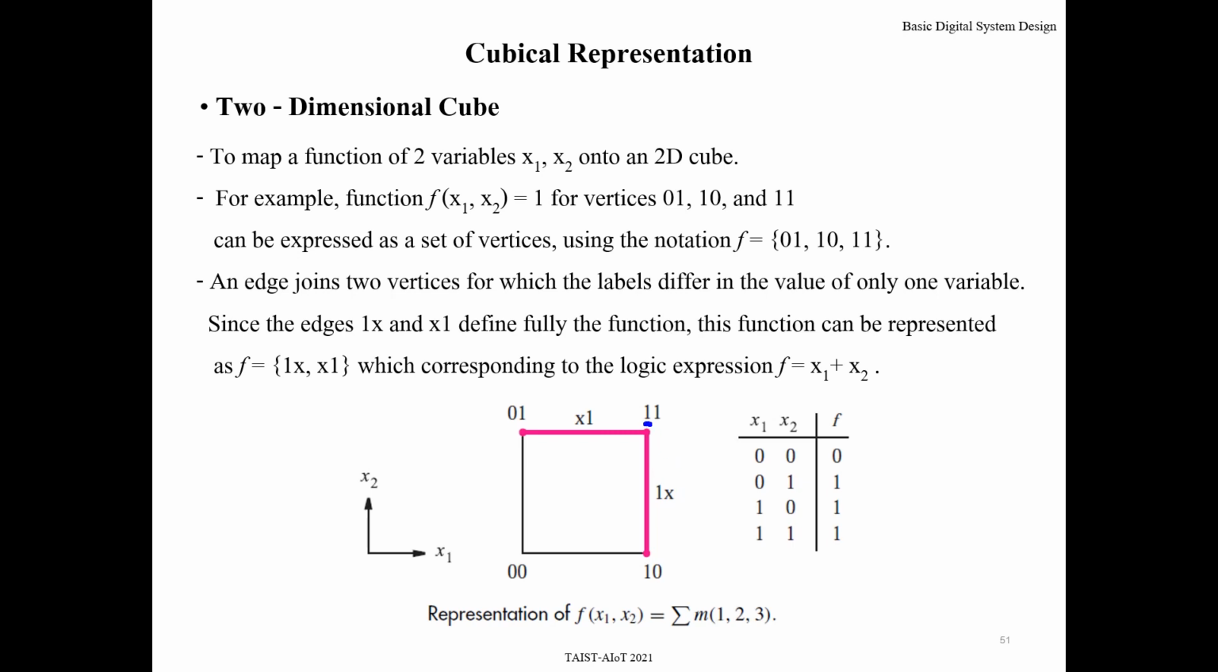Similarly, this vertex is 1, 1. This vertex is 1, 0. They differ in one bit here. So we can define an edge to connect this one and this one by writing it as 1x. X means this variable does not affect the value of the function.